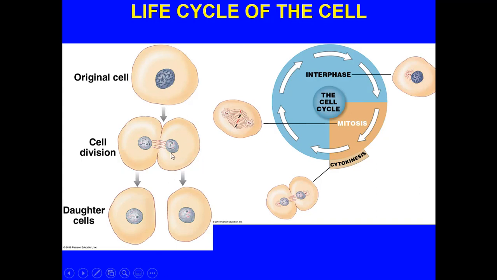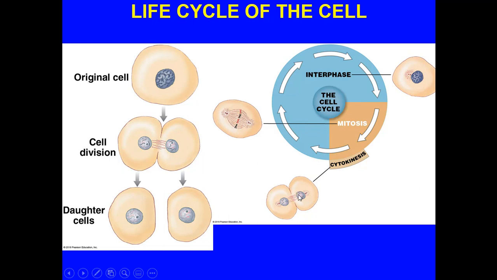Start with an original cell, cell division, daughter cells. Here is the cell cycle, which consists of interphase, and there are several subsections of interphase, and then mitosis, which will start off with the cell going through a separation process. Here we have what is called the metaphase part, where we're lining up all the chromosomes to separate them.